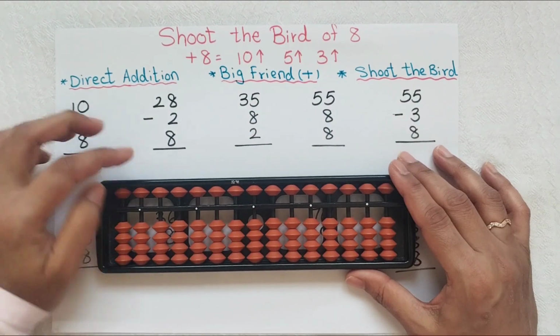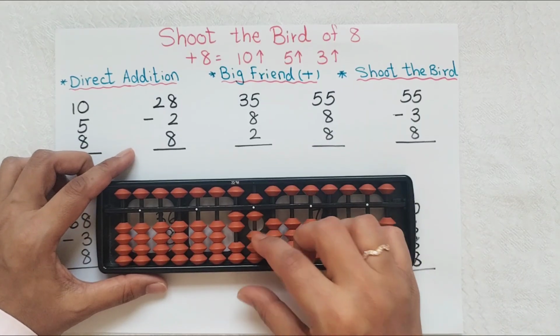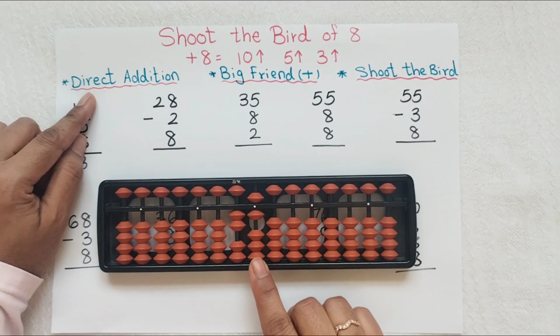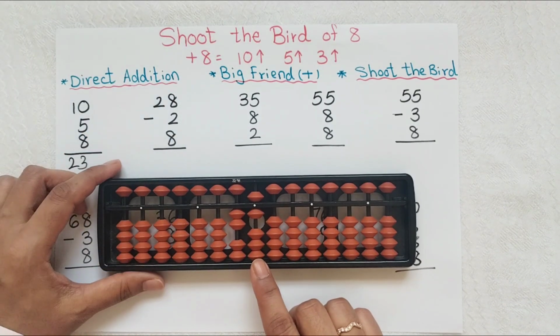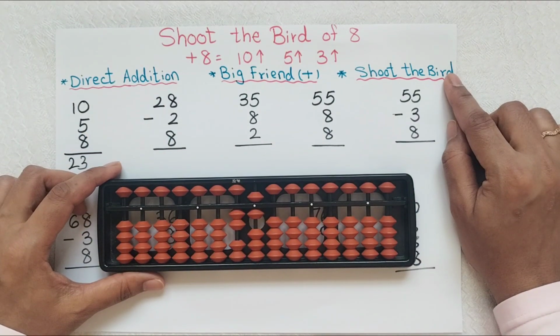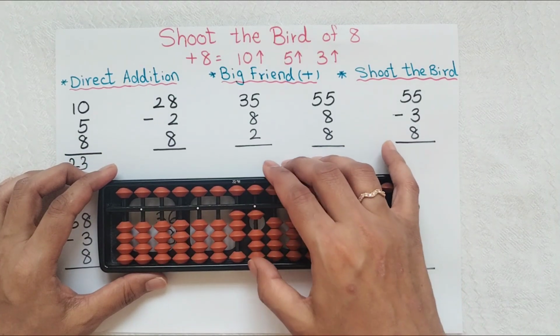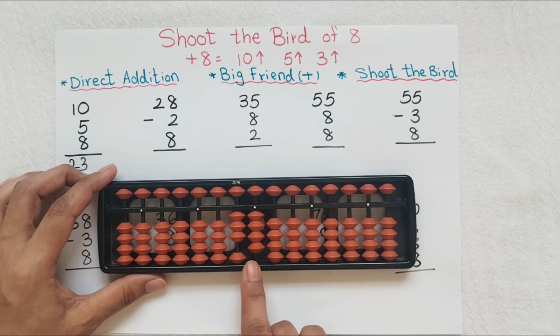28 less 2 plus 8. 28, less 2 is direct subtraction. Now plus 8, how will I do this? Direct addition I cannot do. Big friend addition also I cannot use. So I have to use the shoot the bird technique. That is 10 up, 5 up, 3 up. My answer is 34.